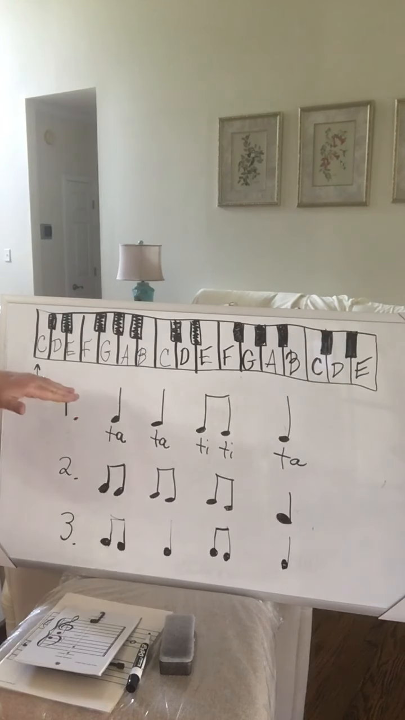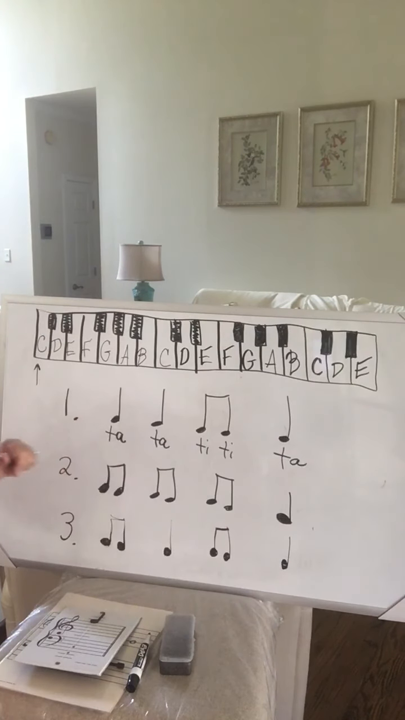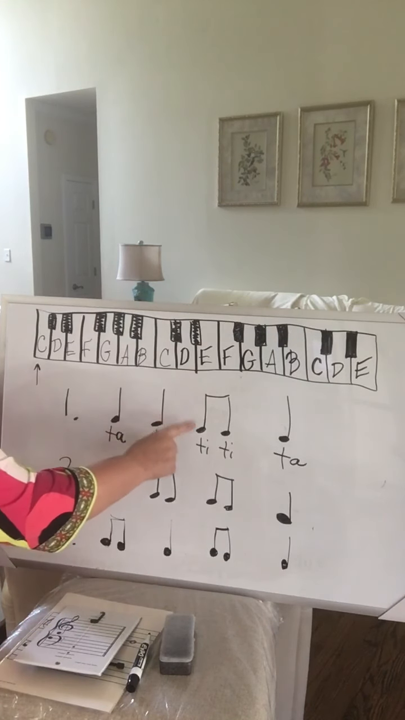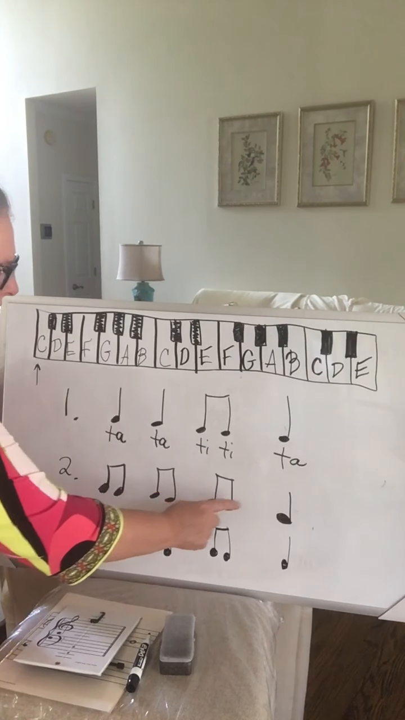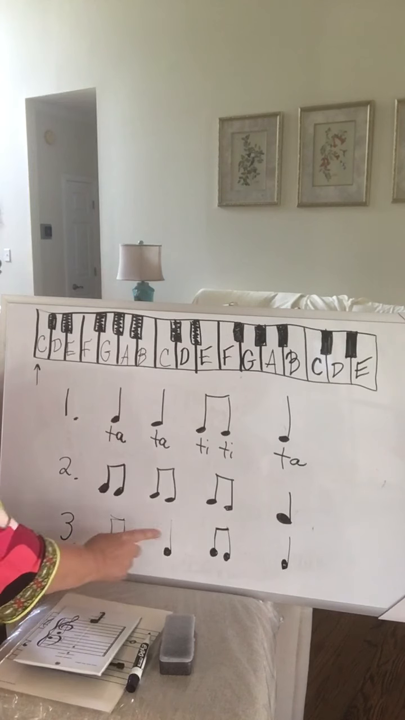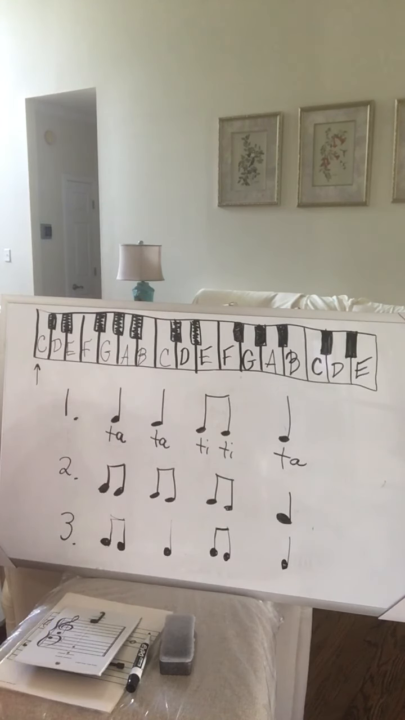We're going to see if we can start with number 1 and go all the way to the bottom of number 3. Okay? Ready, set, here we go. Ta, ta, tt, ta. tt, tt, tt, ta. tt, tt, ta, tt, tt, ta. Okay, not bad for your first try.